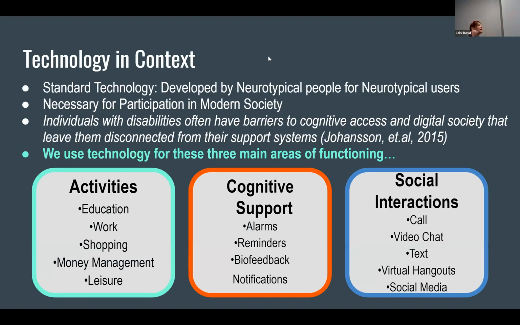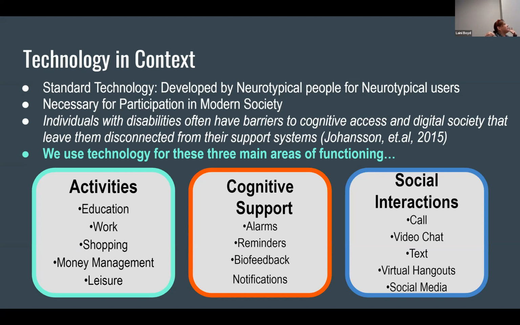So we're talking about technology in context. Remember, I told you I'm not really talking about assistive technology. I'm just talking about technology. I'm talking about our cell phones. I'm talking about our TV. I'm talking about your tablet. I'm talking about your computer. I'm talking about all the tech, your lights, all that tech stuff.